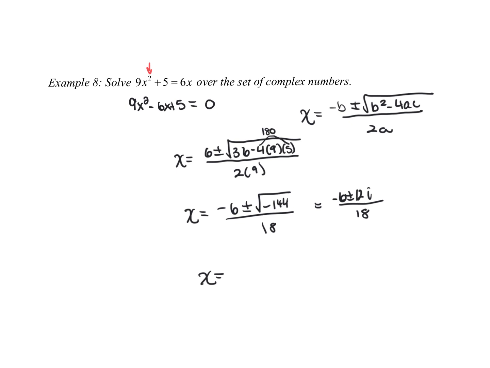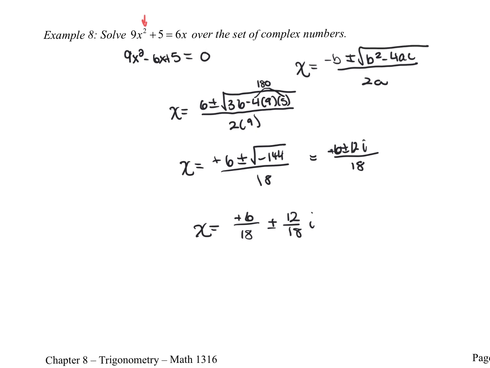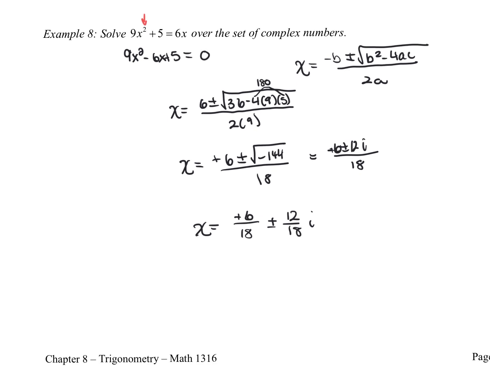actually, no, but do it this way. These are +6. I'm sorry, guys. So I get +6 over 18. I'm going to break the fraction up first. Plus or minus 12 over 18i. That way I can break each fraction up instead of having to double reduce.